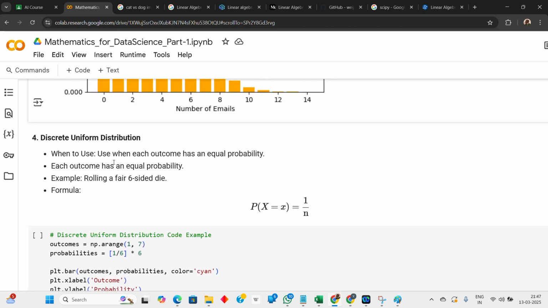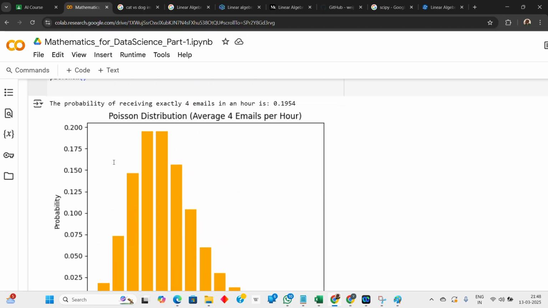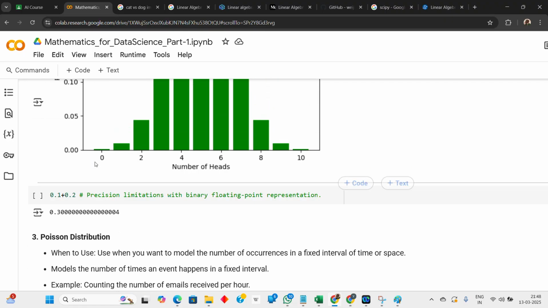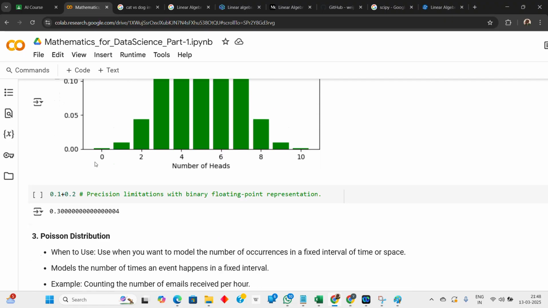Finally, uniform distribution is very, very easy. Out of all distributions, uniform is the easiest because you get a fixed probability all the time. In reality, uniform probability doesn't have much importance. Poisson actually has a lot of importance. Poisson is used more in reality, and binomial also many times.